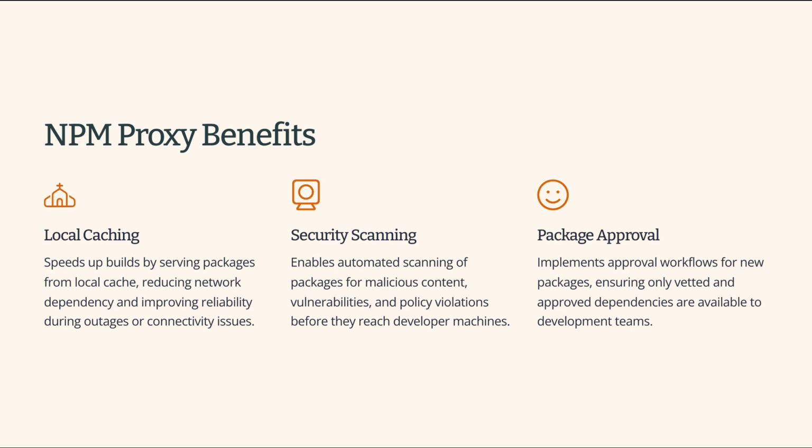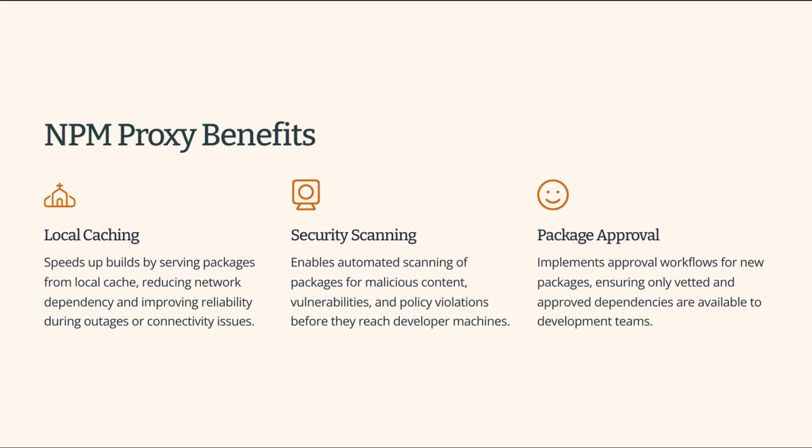First, local caching is a game changer. By serving packages from local cache, it significantly speeds up your builds. This means less reliance on external networks, which not only saves time but also improves reliability during outages or connectivity issues. Next, we have security scanning. This feature allows for the automated scanning of packages, identifying malicious content, vulnerabilities, and any policy violations before these packages reach your developers' machines. This proactive approach ensures a safer development environment.